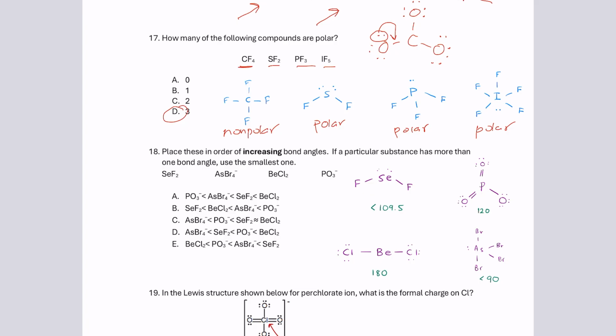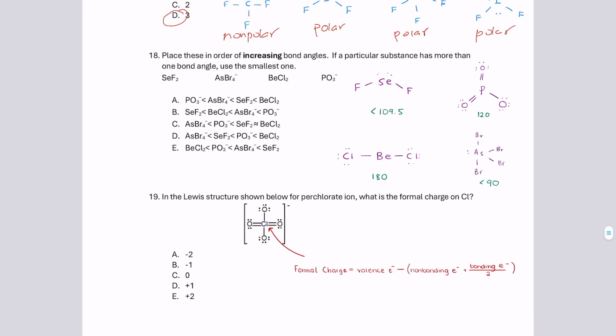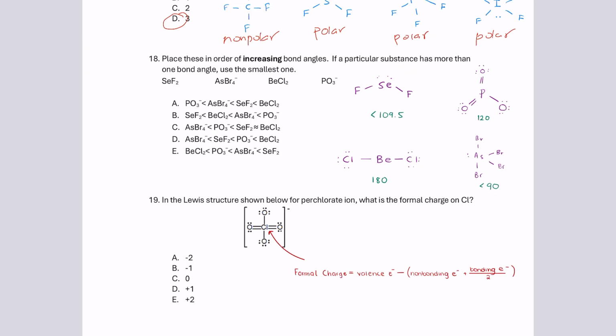Problem 18 says, place these in order of increasing bond angles. If a particular substance has more than one bond angle, use the smallest one. To rank these molecules in order of increasing bond angle, we need to consider their electronic geometry and how the presence of lone pairs can affect ideal bond angles.